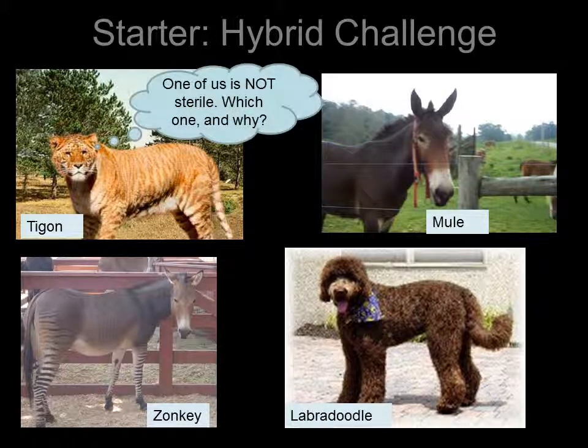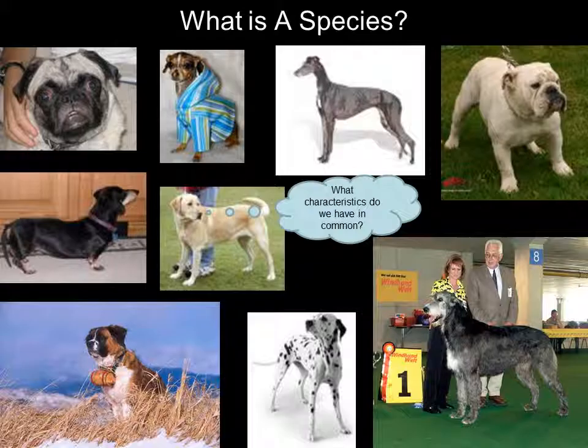Now there's a question relating to these. All of them are sterile apart from one. Now, hopefully you can identify that the one that isn't sterile, so it can have offspring of its own, is the labradoodle. And the reason for that is that the labradoodle's parents both come from the same species, they're both dogs. That's part of the definition of a species that's really important you learn, and we'll discuss that in a minute.